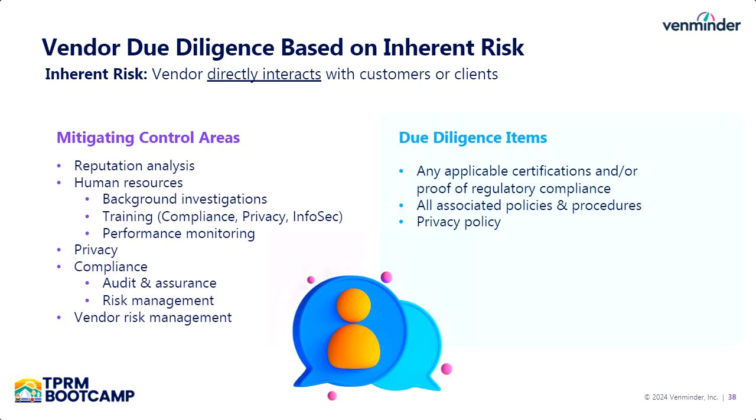And when the vendor is directly interacting with our customers or clients, there's really big reputational and compliance risk. So we want to look at their reputation very carefully. And we want to pay specific attention to their human resources information, including background checks and how their people are trained, specifically in compliance, privacy, information security, and how their performance is monitored. We want a strong emphasis on their privacy overall, all their compliance, and how they're managing their vendors. And we'd be looking at all their certifications and proof of regulatory compliance and training, all their policies and procedures, and their internal privacy policy.